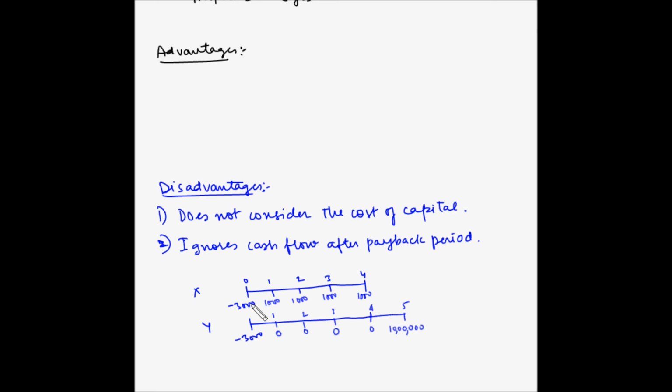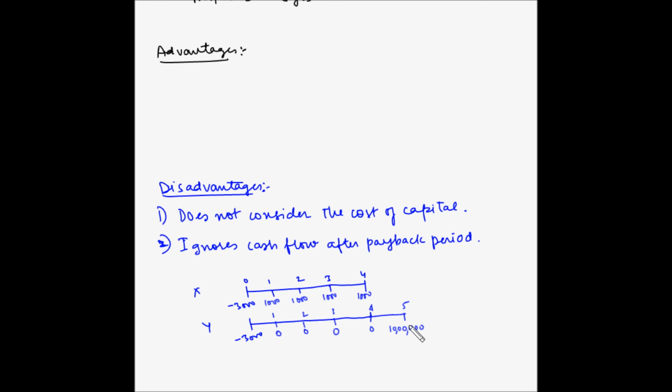So as per the payback period method, project X will have a lower payback because the entire original investment will be recovered in the third year, and hence this method will give a higher ranking to project X. However, as you can note, project Y is the one which will create more value for the firm's shareholders.